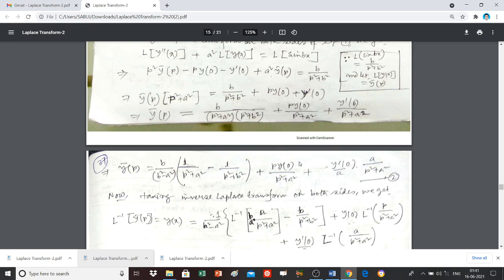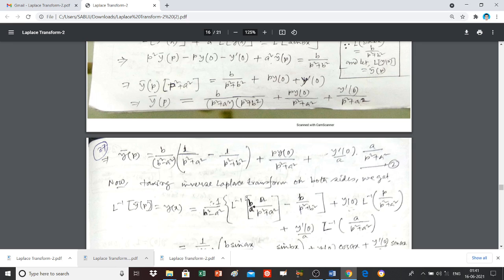Now taking the inverse Laplace transform of this expression, because you know that y(p) is the Laplace transform of y, we have L inverse of y(p), which is nothing but y(x), equal to 1 by (b square minus a square) times L inverse of, you just write this term as, since b is here, this b is taken here, and a is multiplied here, so a should be here also in the denominator. So this is nothing but b by (p square plus a square), the first term.